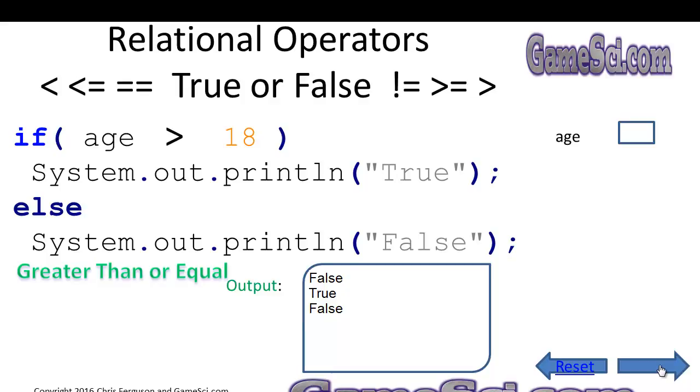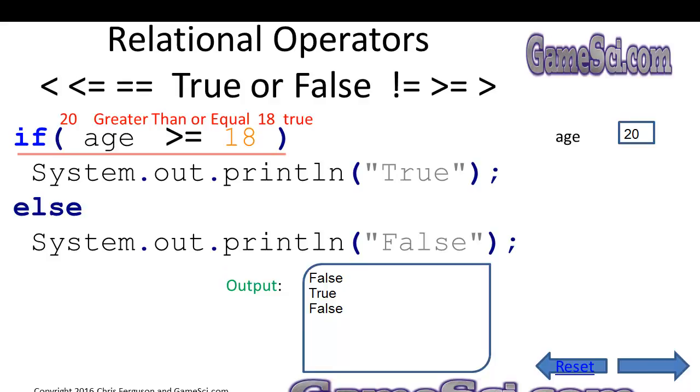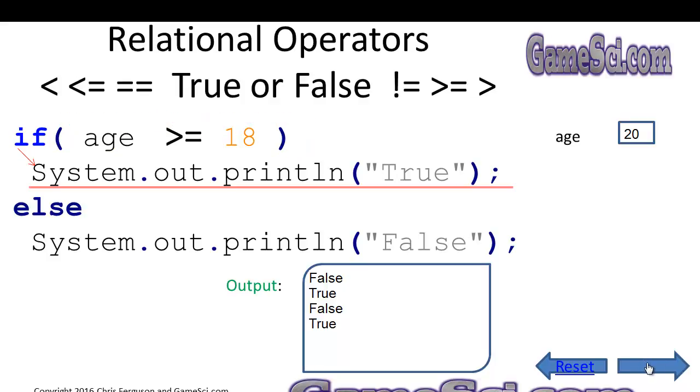Let's try the greater than or equal to operator. Let's try a different operator, different value in the age variable: 20. This time, is 20 greater than or equal to 18? That is absolutely a true statement. As a true statement, what's going to happen? It's going to go inside the if code and execute the statement in the if portion of the if-else statement. System.out.println is true. You can see the new true shows up on our output.